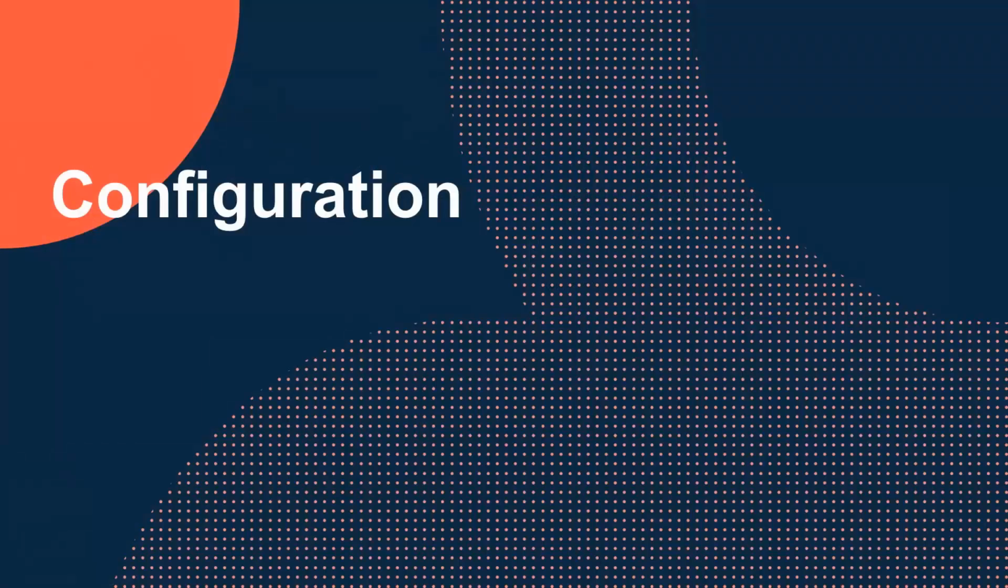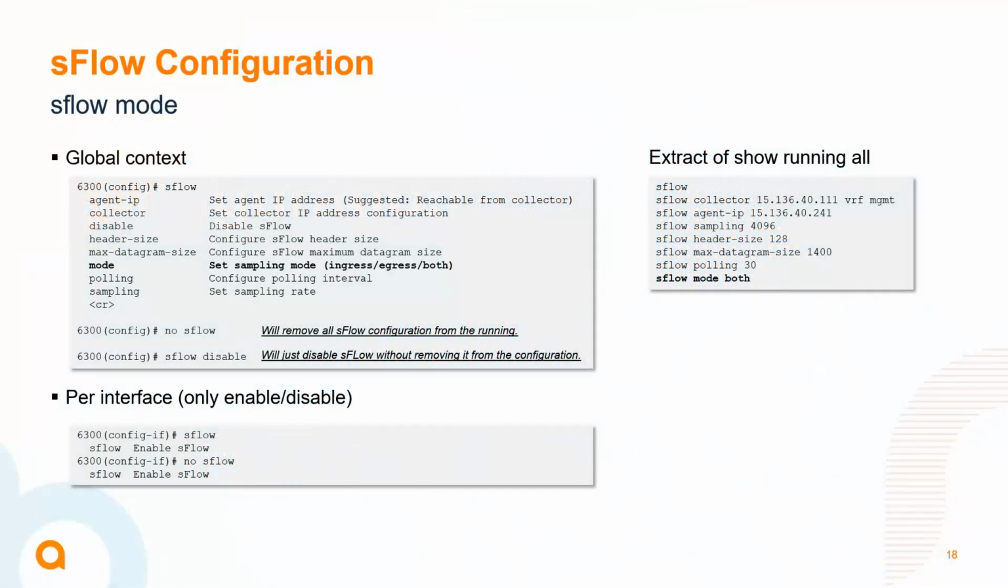And then we'll go to the configuration of S-Flow. So to configure S-Flow, we go to the global context. There is the S-Flow command, and this is the list of all the parameters you can set. So the agent IP, the collector information, the destination of those export flows, if you enable or disable, header size, datagram, the mode, ingress, egress, or both, the polling interval, and the sampling.